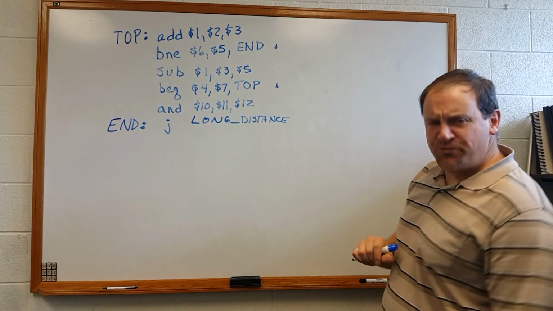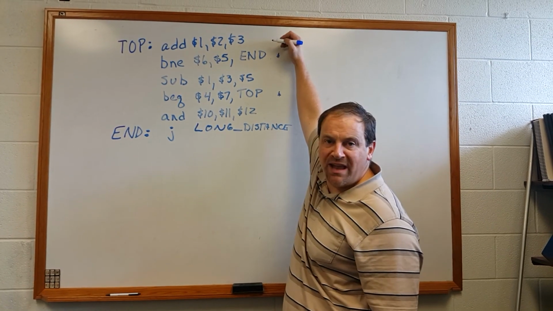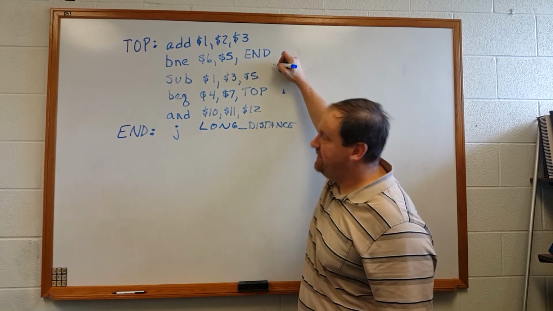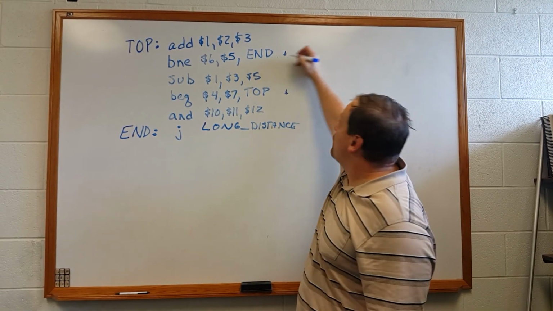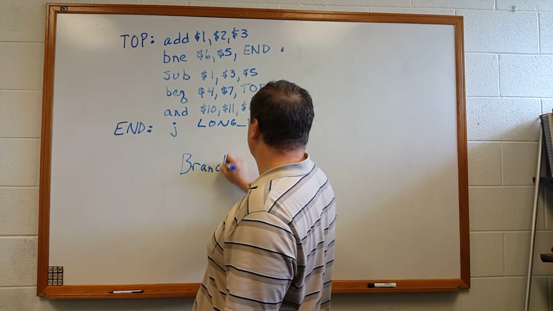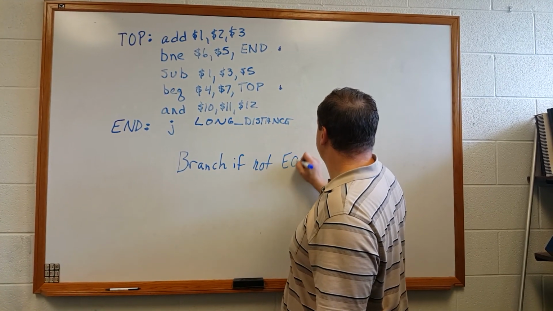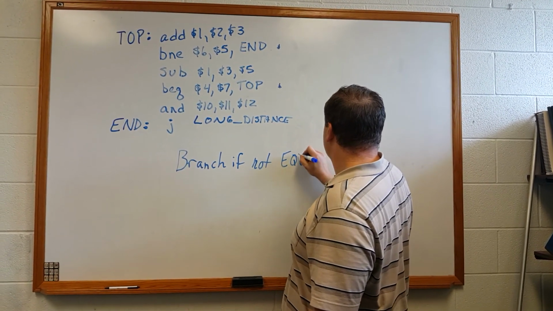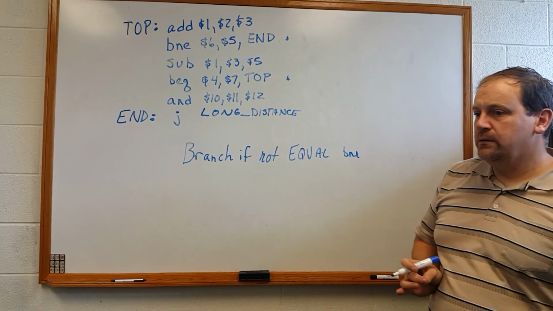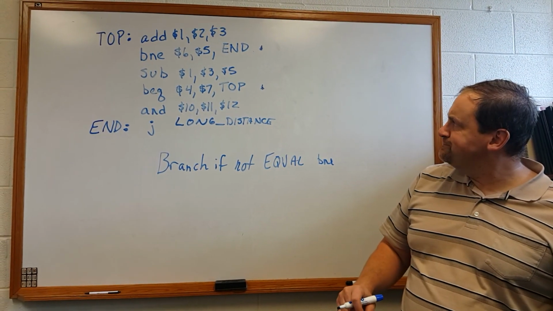All right. So first of all, we'll walk through the code. We have a simple R-type instruction. This is not really meant to do anything. It's just an example. Then we get to the branch not equal. So, branch if not equal. Okay, this is the BNE. And I want to go into detail about what that means because I've had some questions on it.